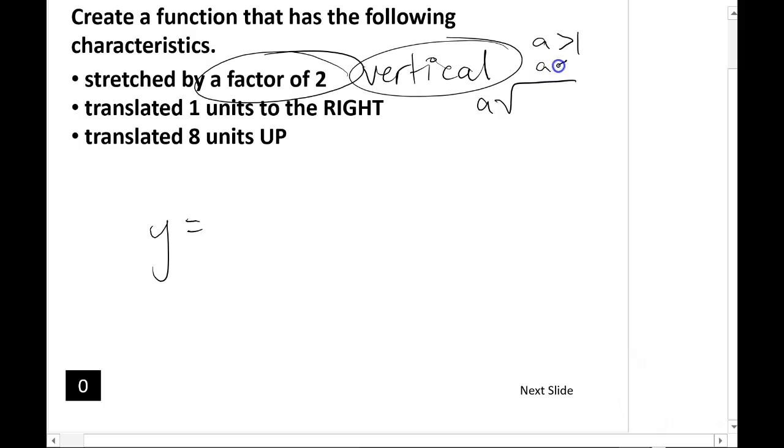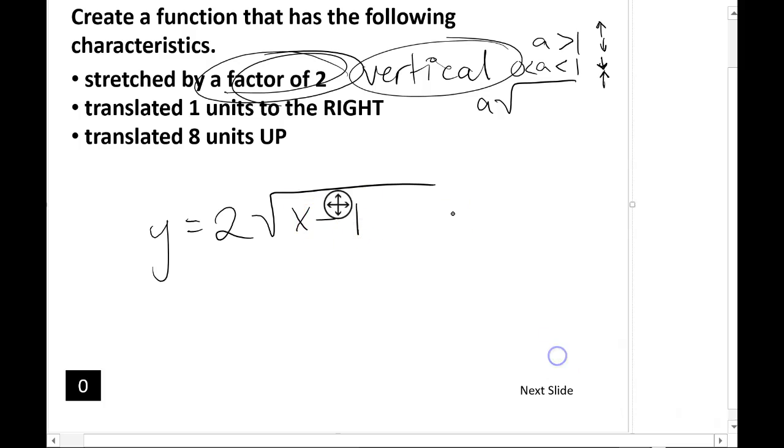When a is greater than 0 but less than 1, in other words like a fraction, then that will cause a compression. Okay, that will cause it to compress this way. And greater than 1 causes a stretch going this way. Okay, so here it's called stretching by a factor of 2, so we simply write 2. Okay, and then your radical translate to the right 1 unit. And remember, we're going in the positive direction, so x is a liar, x minus 1. And then 8 units up, well, that's just plus 8 on the outside.